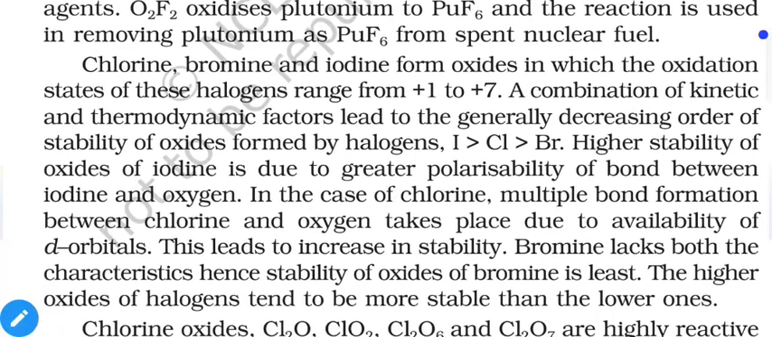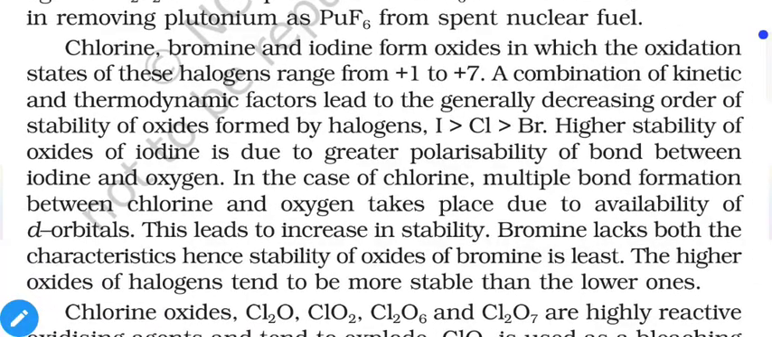A higher stability of oxides of iodine is due to the greater polarizability of bond between iodine and oxygen. In case of chlorine, multiple bonds formation between chlorine and oxygen takes place due to the availability of d orbital. These lead to increased instability. Bromine lacks both characteristics, hence stability of oxides of bromine is less. The higher oxides of halogen tend to be more stable than the lower ones.